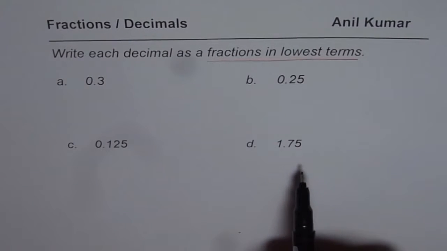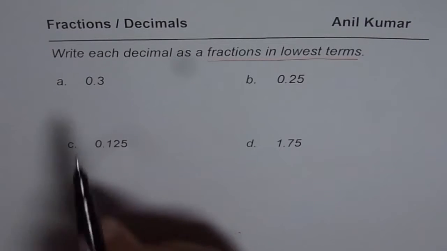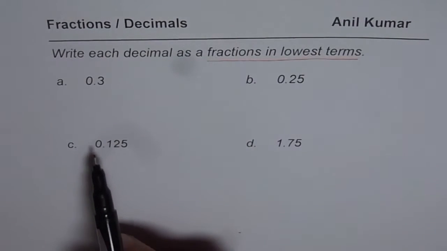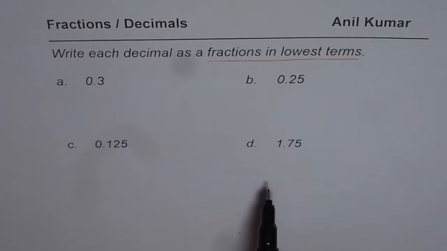We are given 4 decimal numbers. You can also pause the video, copy the question, answer, and then look into my suggestion. So the numbers are 0.3, 0.25, 0.125 and 1.75. Purposely, I have taken different kinds of numbers to begin with. I have another video where we'll explore more decimal numbers greater than 1 mainly and see how to write them as fractions in lowest terms.